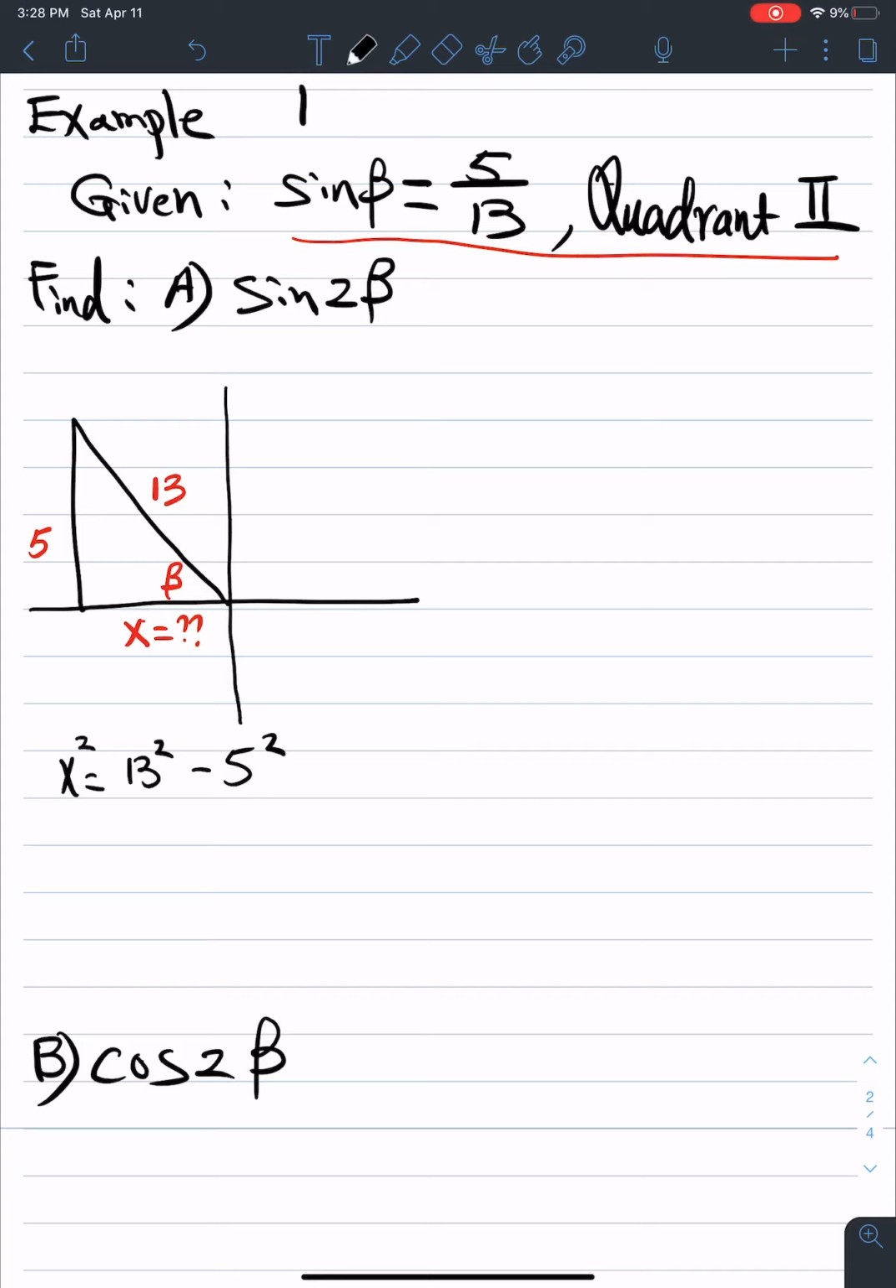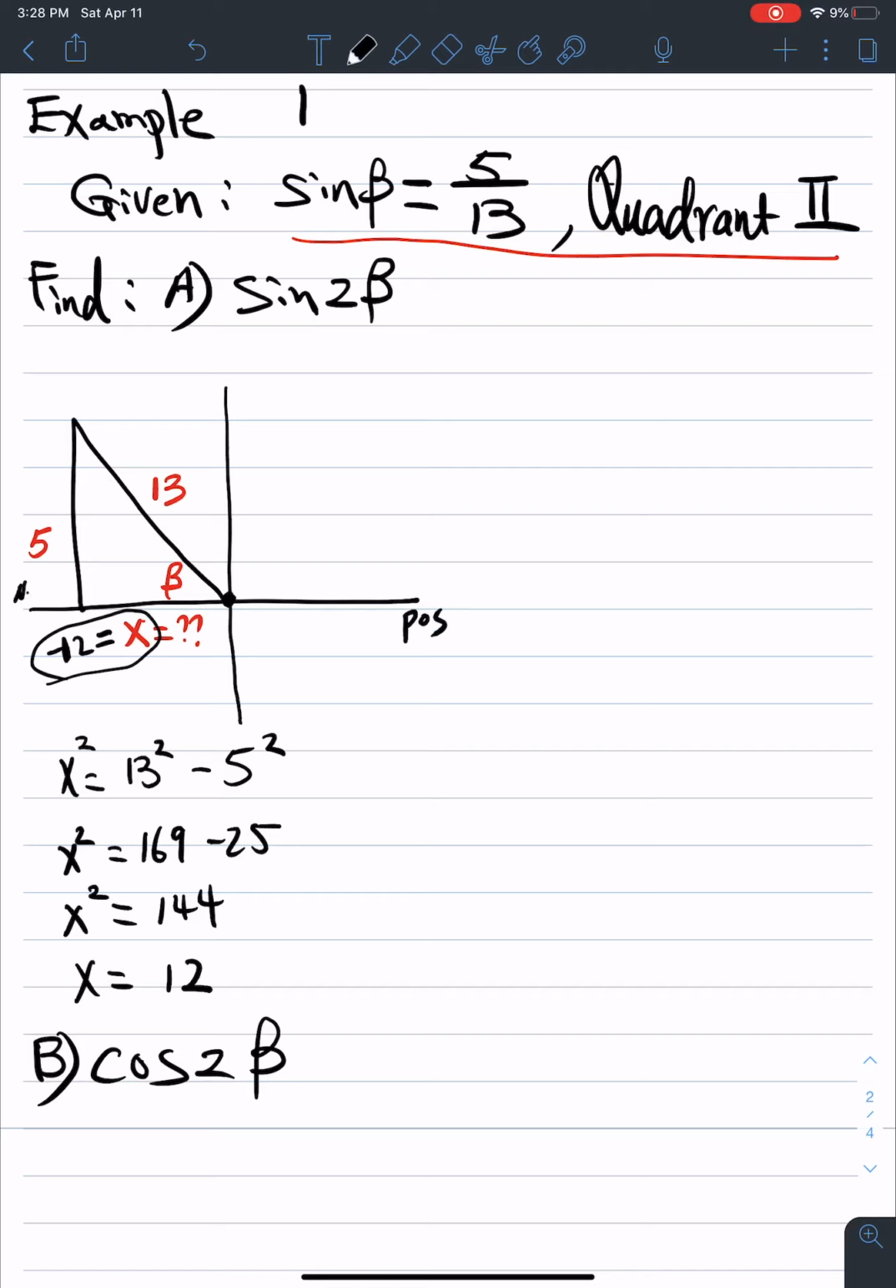We use a squared plus b squared equals c squared. So I found the x is what? -12. We found the x is -12. Why do I say negative? That's the origin. That side is positive, that side is negative. That is (0, 0).